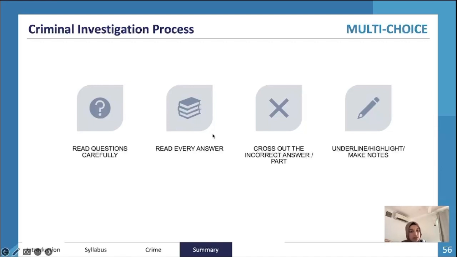You read every answer. So reading questions carefully, make sure you're highlighting, you're underlining, especially for things like multiple choice, where some of the options may seem really similar. Just make sure that you're able to pick apart the differences. Cross out the incorrect answer or part, and underline and highlight, and make notes. Basically, if you feel like, oh, there's two options that might be the answer, let me actually make note as to what this is. Let me make note as to what that is, and then I can differentiate between the two.